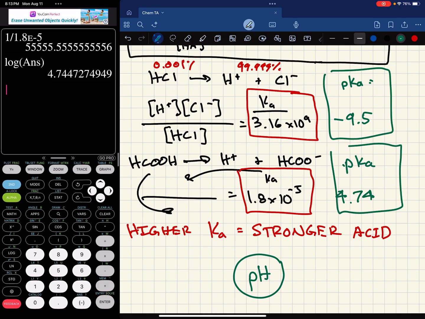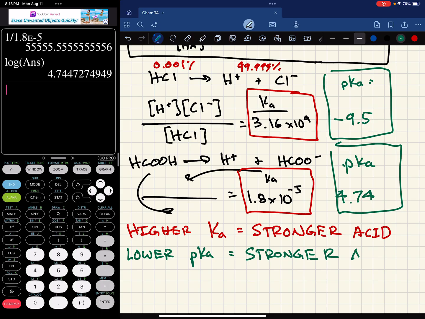What do you see? Now the roles are flipped. A lower pKa is a stronger acid. The strongest acids are going to have a negative pKa, like negative 9.5. A weaker acid is going to have a positive pKa, like 4.74. So lower pKa equals stronger acid. It's the opposite here. Make sense? Know the distinction between those and understand acid strength.